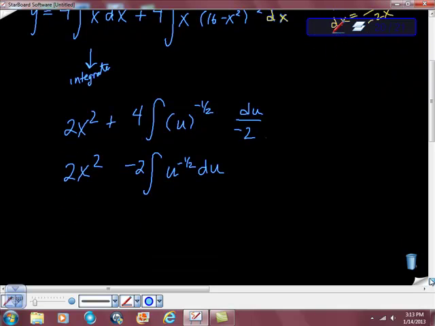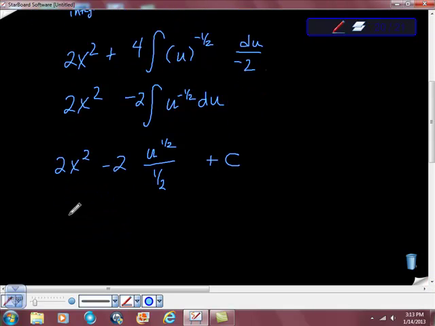Now I'm going to continue integration here. I'm just going to rewrite the integration piece that I already have done. And this negative 2 is the one here. Now I'm going to integrate this. It would be u, negative 1/2 plus 1 is u to the 1/2 over 1/2. Right, plus c, because I'm doing my integration here. So just to get this done, this is going to be 2x squared minus 4 u to the 1/2 plus c.